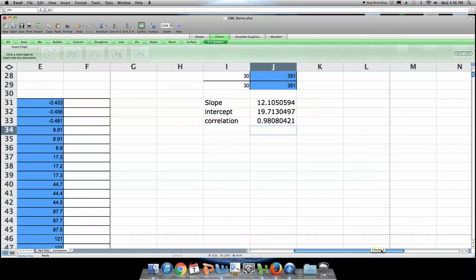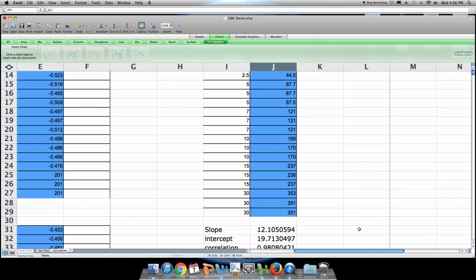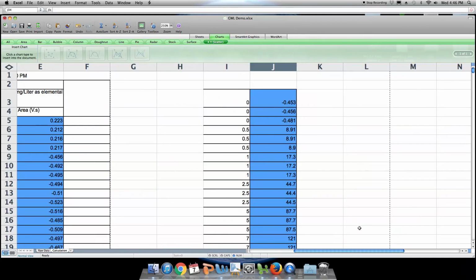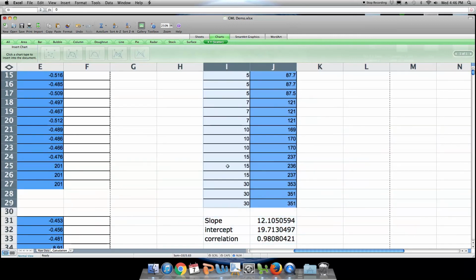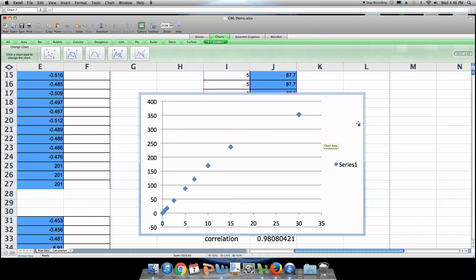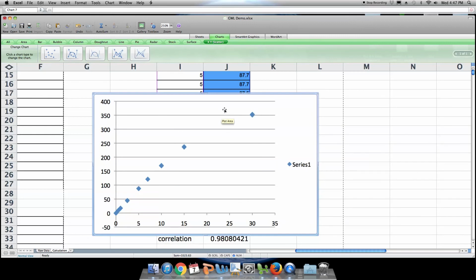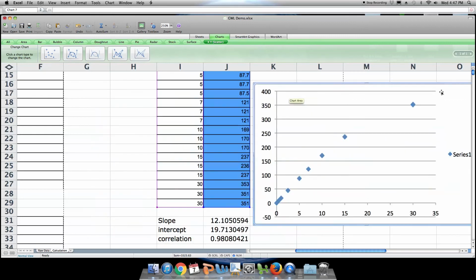Now, what I like to do at this point is look at the actual correlation line. So let's highlight the X and Y values. Let's insert a chart, an XY scatter chart. And you can see that for the most part, we get a nice straight line, but things begin to come out of linearity when we get to the 30 part per million standard. So we could probably safely eliminate that 30 part per million standard.